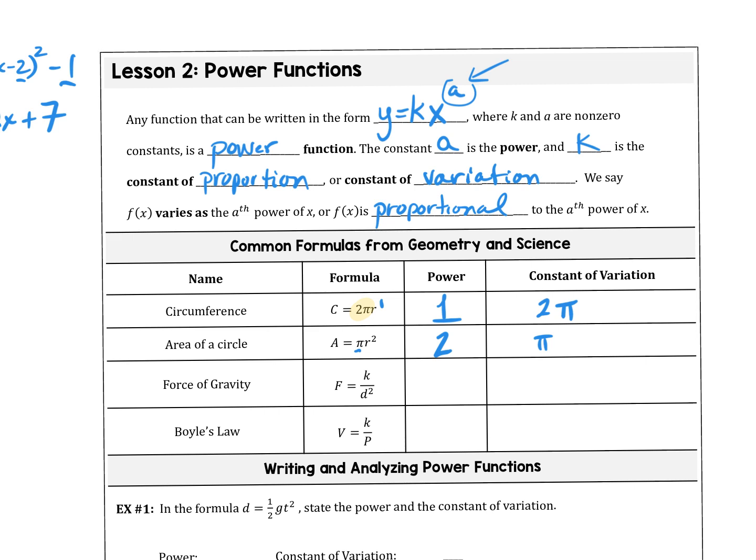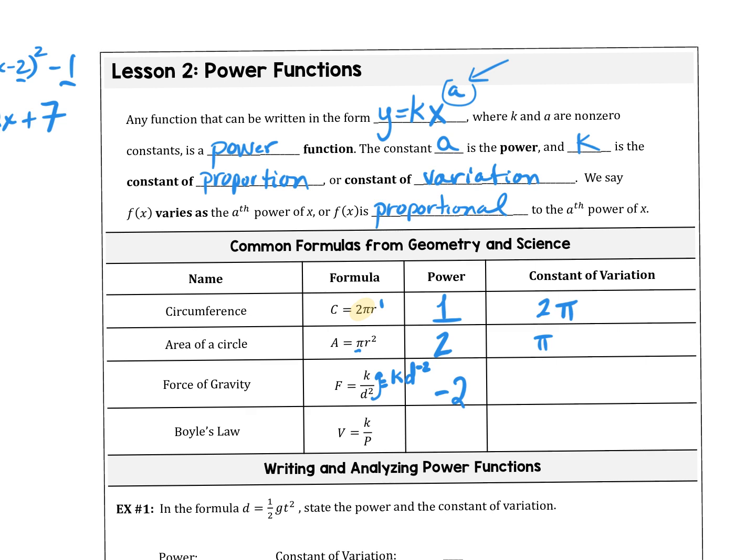Force of gravity is k divided by d squared. Now, to figure out what the power is on this, you have to bring that up. D comes up and becomes d to the what power? -2. So what is the power here? -2. And what is the constant of variation?